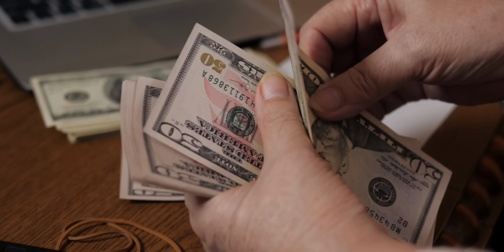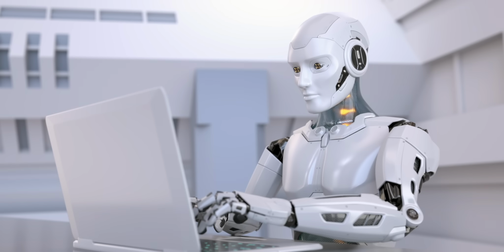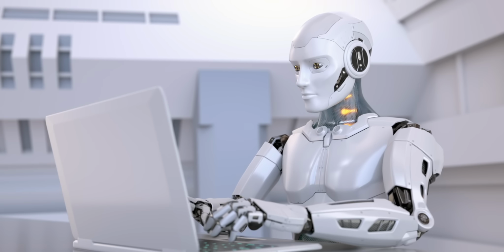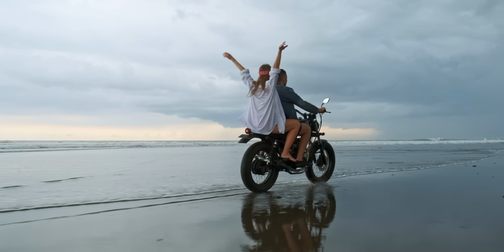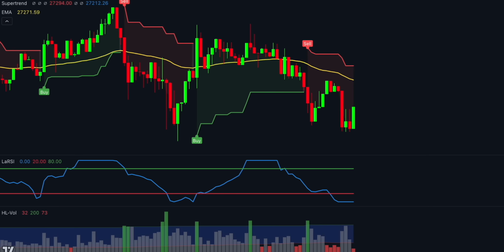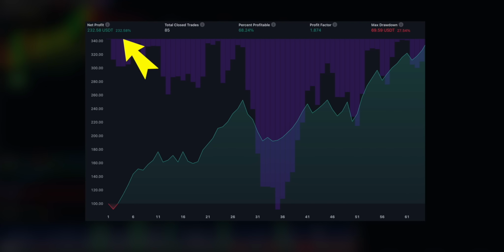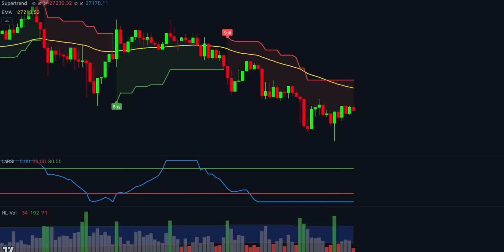Imagine generating passive income, round the clock, without lifting a finger. Picture this strategy automated into a trading bot, tirelessly earning for you while you sleep, eat, and live your life to the fullest. And we're not talking chump change here, folks. We're talking returns that can exceed 200% in an incredibly short span of time. You heard it right, 200% ROI.